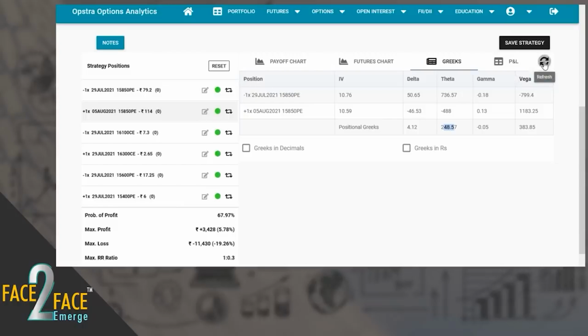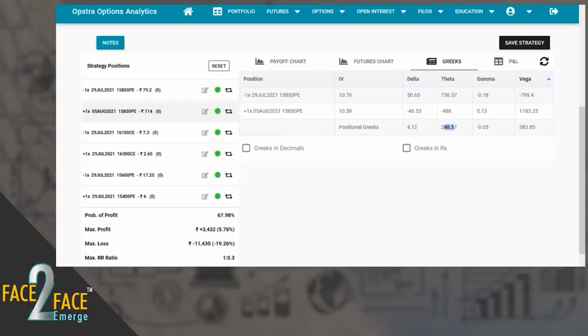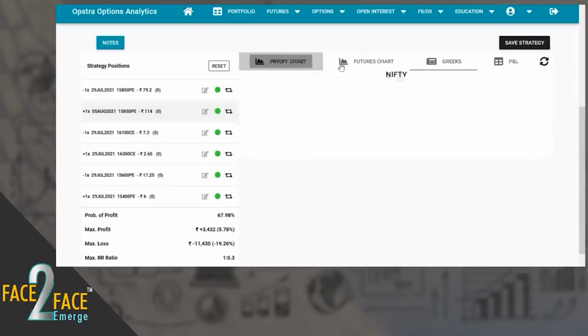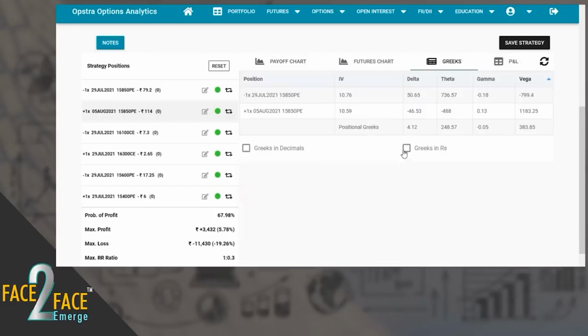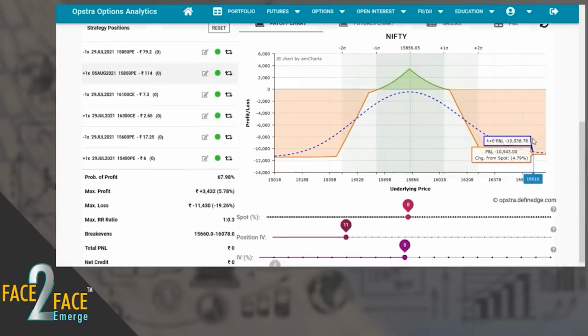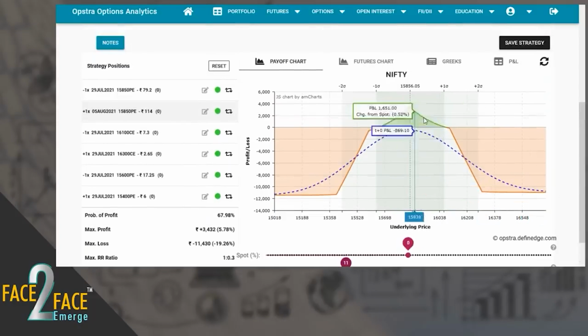Oh, I think this is not refreshed. Oh no, this is not the iron condor screen. I think the software is not updating. The Greeks have not updated, but basically you are going to have a positive theta, which means that even in your sleep you'll be making money. And similarly, if the market becomes volatile, you will still make money because you have a calendar spread.